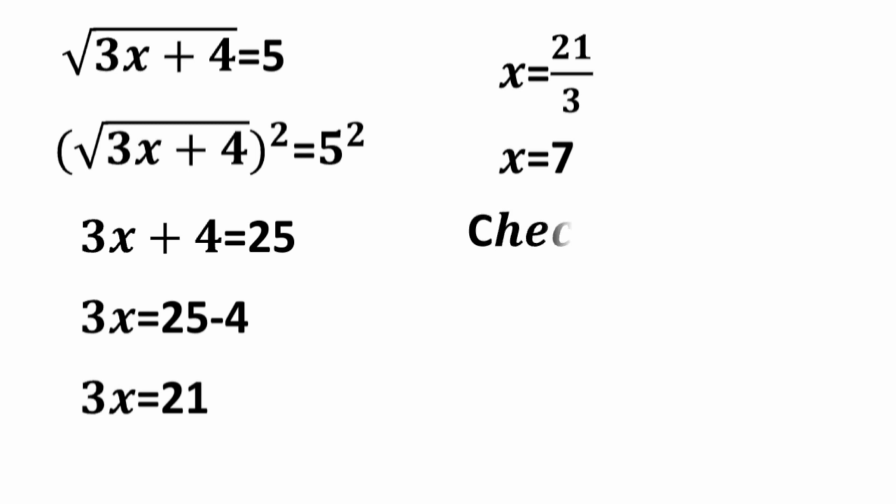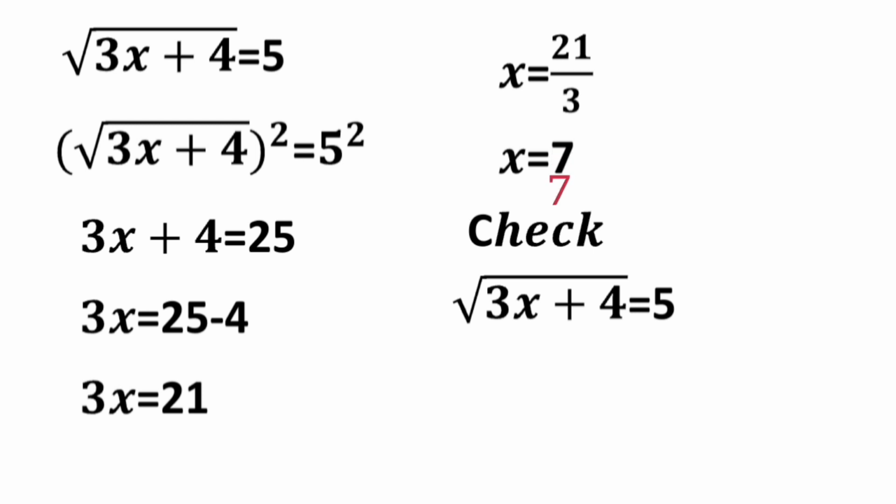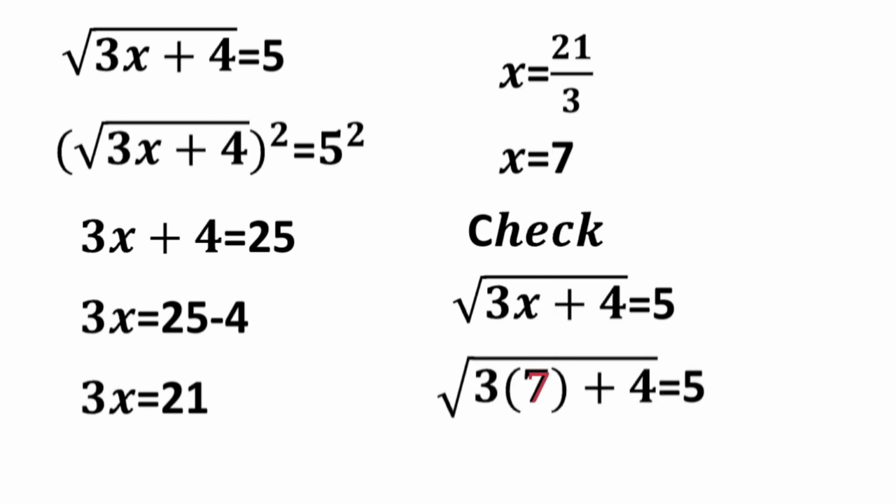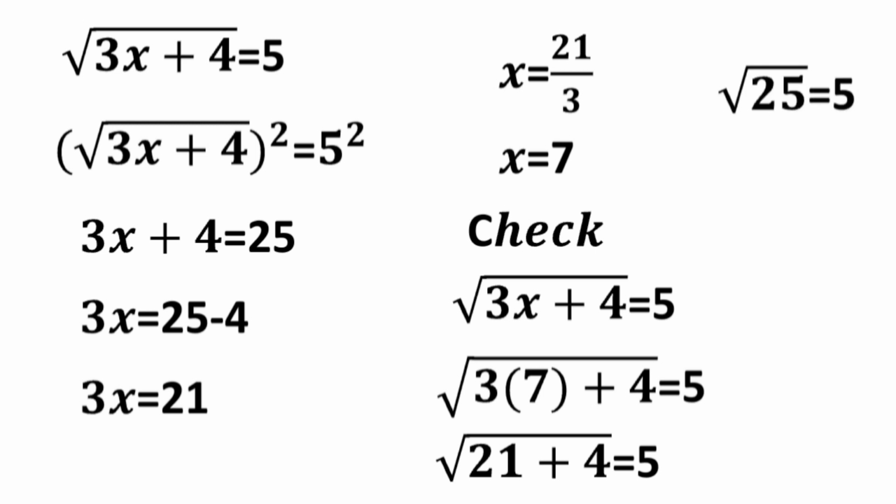To check, we have the square root of 3x plus 4 equals 5. So substitute 7 for x. We have the square root of 3 times 7 plus 4 equals 5, and this is 21 plus 4, which is 25. The square root of 25 equals 5, and 5 equals 5.